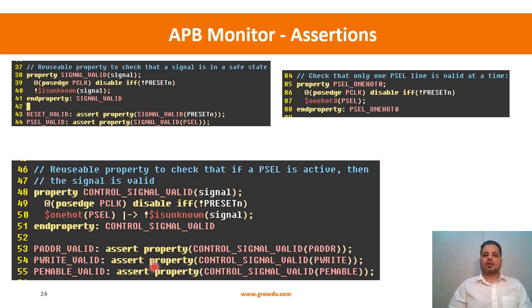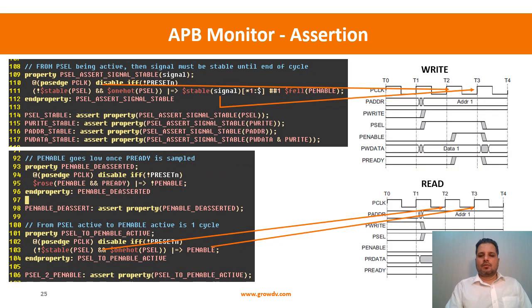Okay, and that we are doing it for these 3 control signals. We looked at some individual signal value assertions. So let's look at some of the signal stability related assertions.